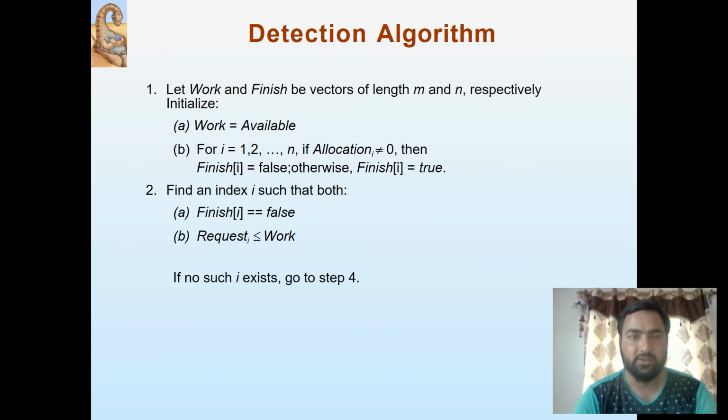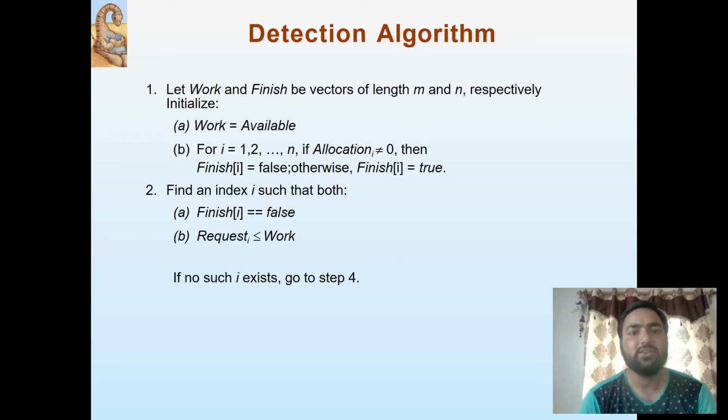Then comes the detection algorithm. It is just like the banker's algorithm for detection of the deadlock. Just like we have used the banker's algorithm for avoidance of the deadlock, we can also use the banker's algorithm for detection purposes. It is based on the same concept. In this we are using a detection algorithm which takes two vectors, Work and Finish, of length m and n respectively. Then we initialize Work to Available and Finish to false.